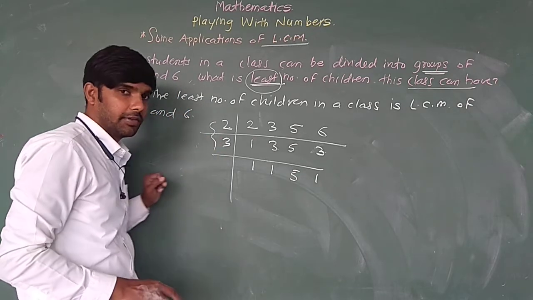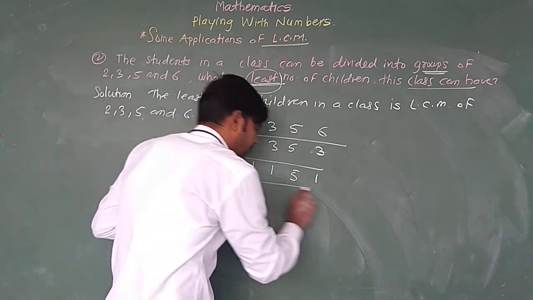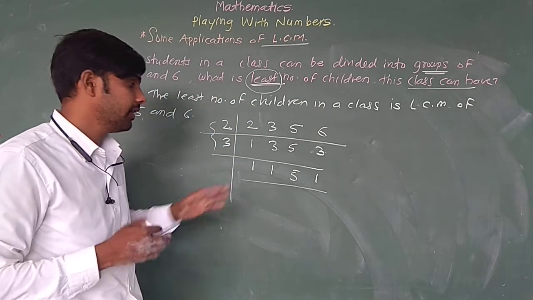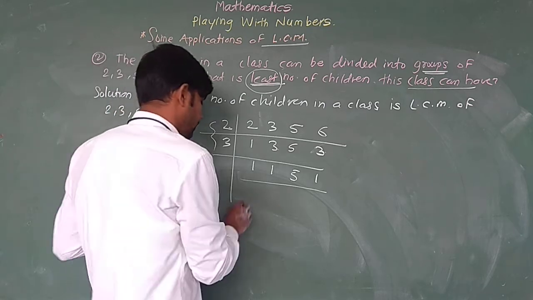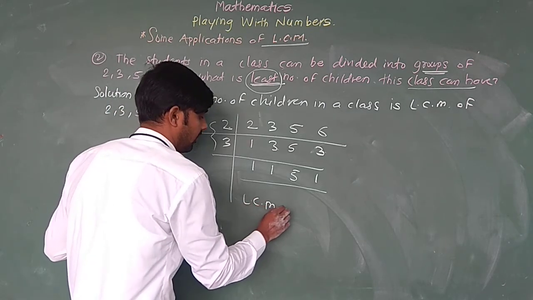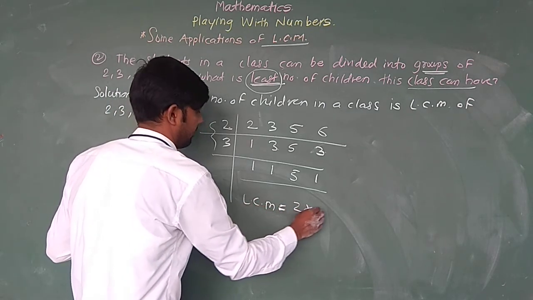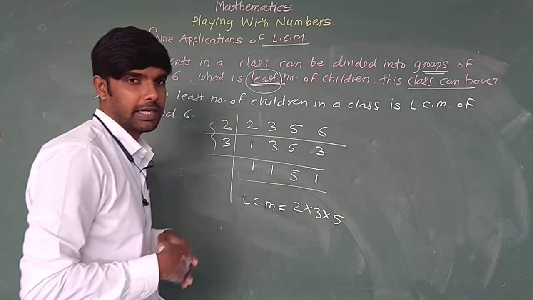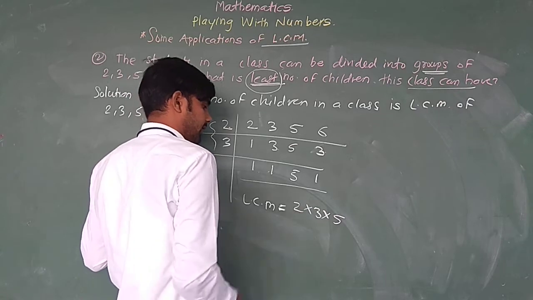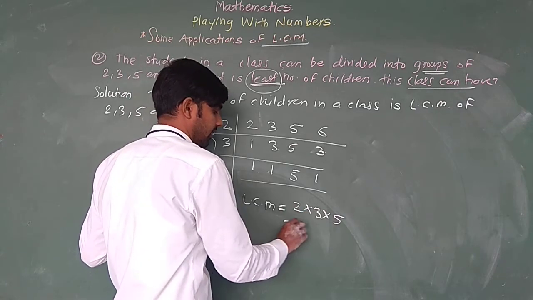2 and 3 are the divisors, and these are the not divided numbers. So LCM is equal to the product of all these: 2 multiplied by 3 multiplied by 5. We don't take care of 1 because any number multiplied by 1 is that number itself. 2 into 3 is 6, 6 into 5 is 30.